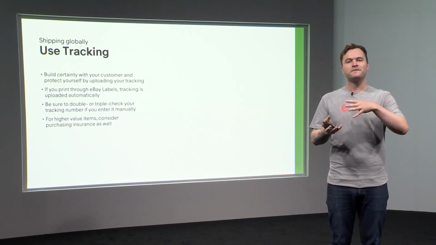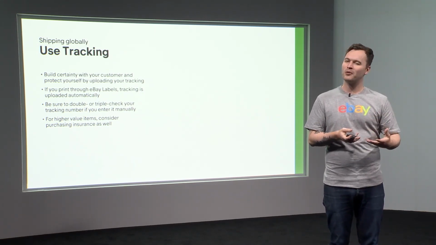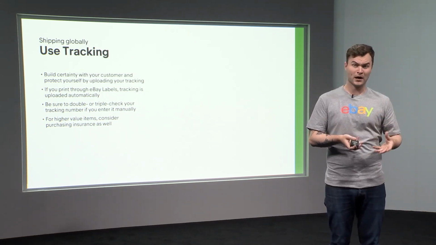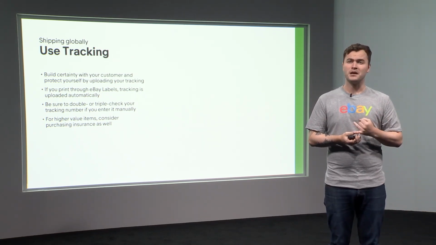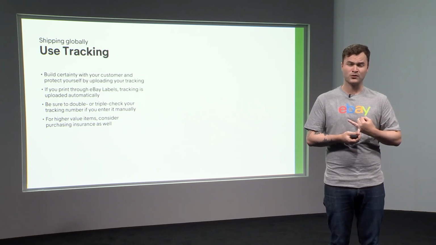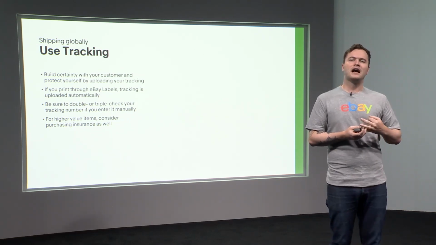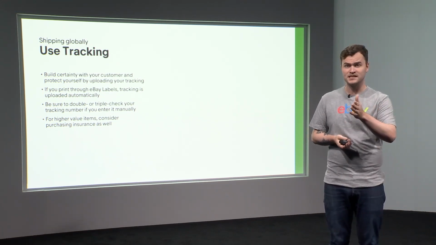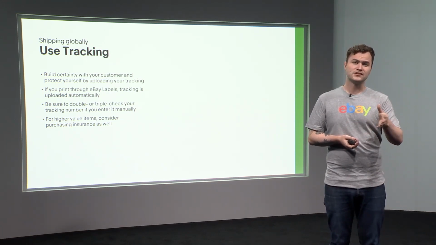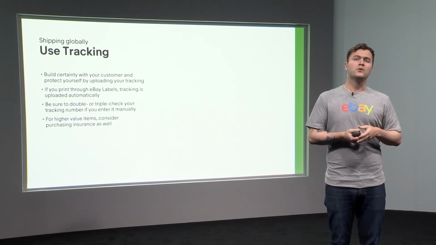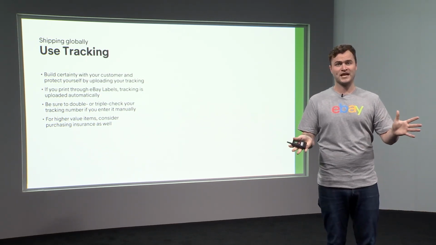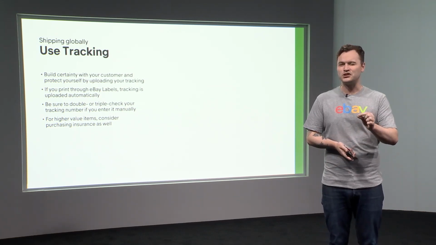And then finally, for higher value items, it's probably worth considering purchasing insurance as well. So you want to make sure at the very minimum you're purchasing tracking whenever it's practical. You want to make sure that you're uploading that tracking so that your customers can see where that item is in its journey to their door. And you want to make sure that you're double checking, triple checking, maybe even quadruple checking the tracking number if you enter it manually.